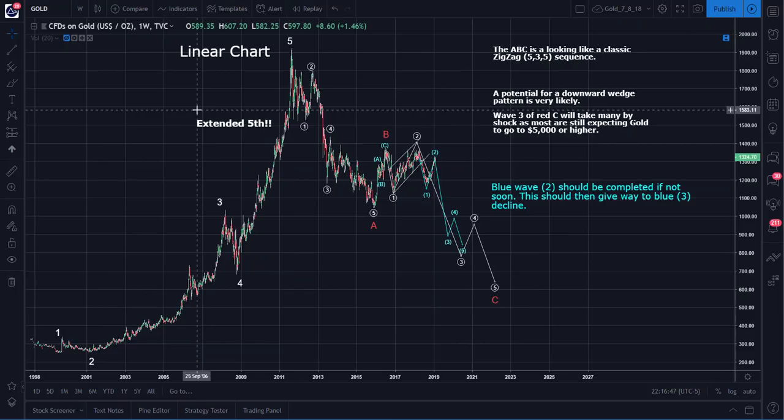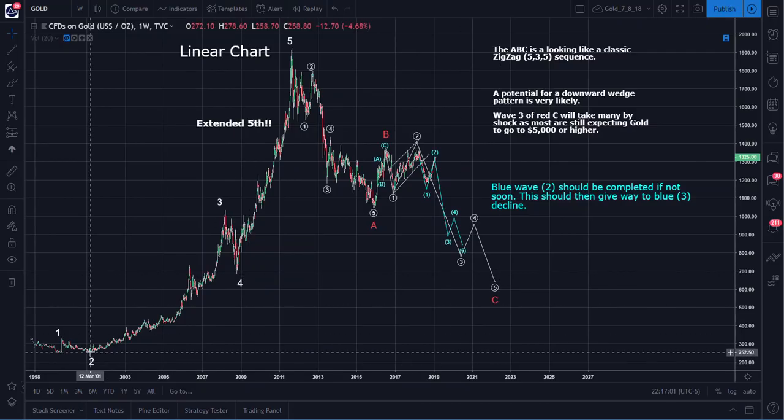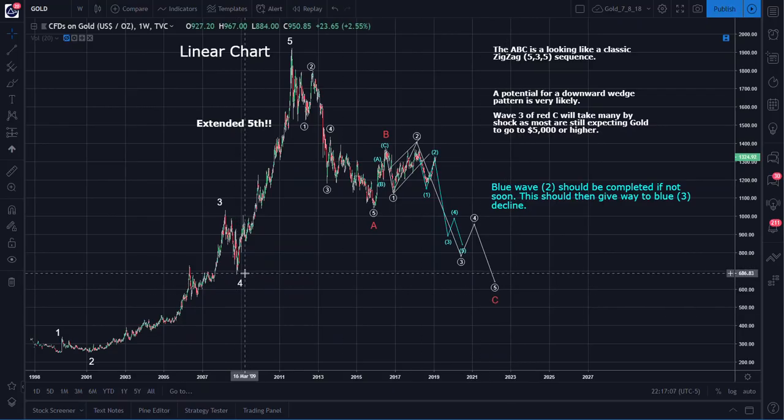And in linear charts, especially when wave 5 extends, the requisite retracement will usually be to the prior wave 4, but I think there's even a chance to the prior wave 2s. For now, I have left it at prior wave 4, which is in the 690, 650, 70 range.